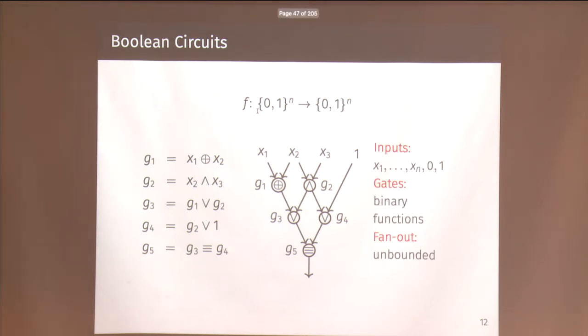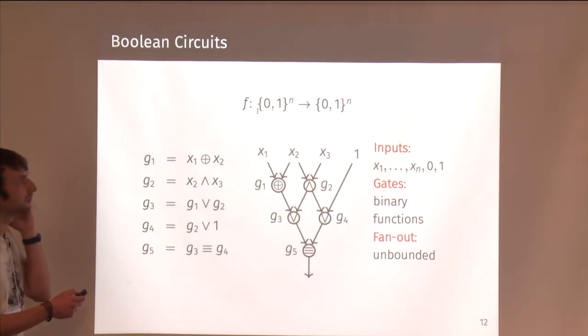Such a straight line program can always also be drawn as a directed acyclic graph, which is called a circuit. Formally, we have inputs x1, ..., xn, we have constants. Gates can compute any binary functions. And fan out of every gate is unbounded. Okay, so that's what a circuit is.